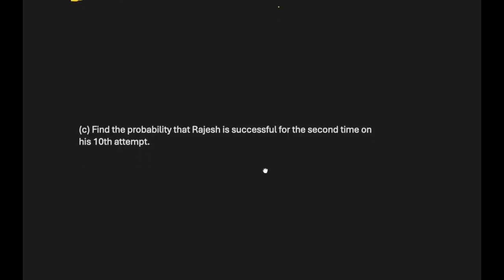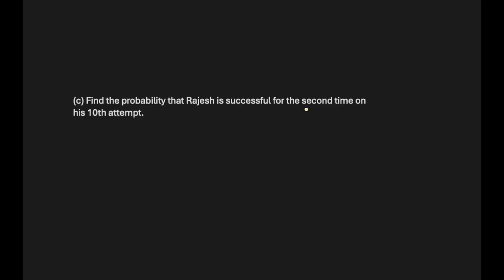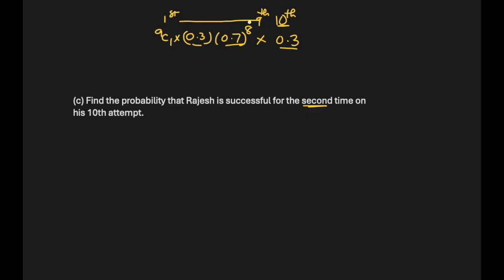Find the probability that Rajesh is successful for the second time on his 10th attempt. Second time, not first time. So the 10th attempt is a success, which means the probability is 0.3 on the 10th attempt. But from the 1st to 9th attempt, because this is the second time he is successful, there will be only one success and 8 failures. That will multiply with the 10th, which is 0.3 success. But which one of those is a success, we don't know. So we'll multiply this further by 9C1. Out of 9, there will be 1 attempt where he will get success, but we are not sure which, so we write 9C1. This whole thing we put in our calculator and we get our answer.